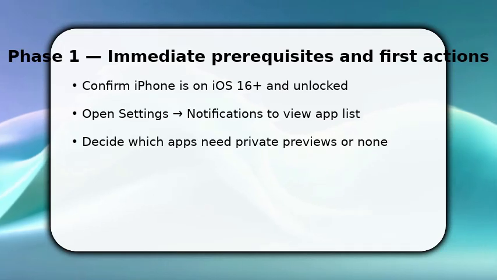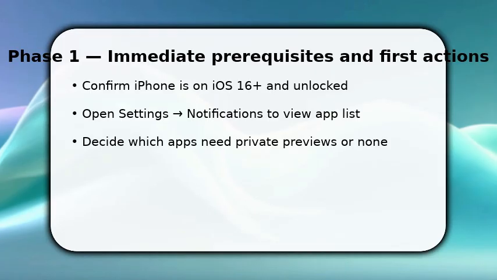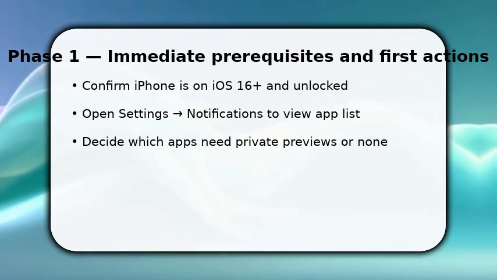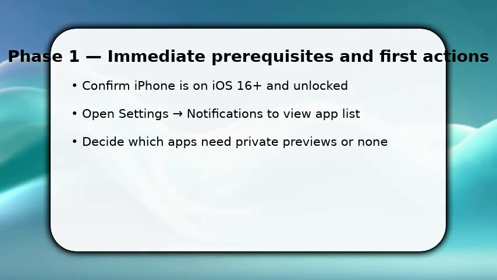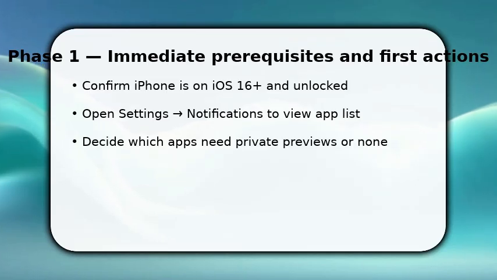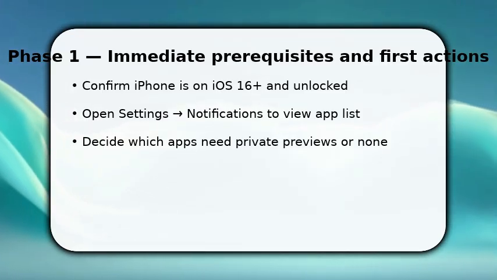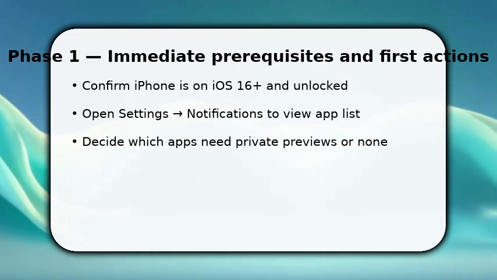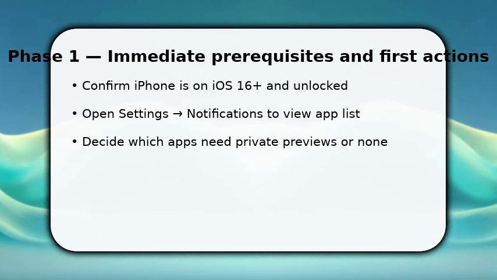Enjoy the video. You start by checking prerequisites. Make sure your iPhone is updated and unlocked. Now open Settings, tap Notifications. This takes you straight to the app list. Once there, scan for messaging, email, and banking apps first because they often show sensitive info. Decide which apps should hide previews entirely versus those that can show minimal info. This immediate action sets the stage. You'll adjust preview behavior next, so pick apps you care about and keep the Settings app open.